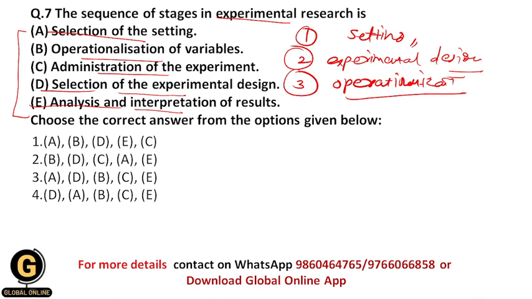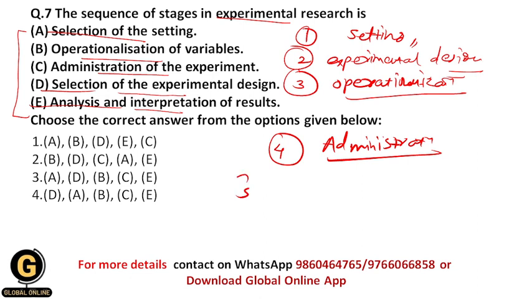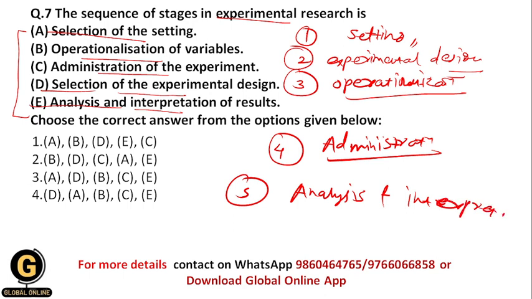You are going to have the manipulation of the independent variable, and you are going to study the dependent variable. So this is nothing but operationalization of variables. And the fourth one is administration of the experiment, and this is nothing but you are going to do the whole experiment over here. And the fifth one is analysis and interpretation of results. This should be your last stage. You are going to analyze the data whatever you have got, and after that you are going to interpret that data and finally conclude your research.